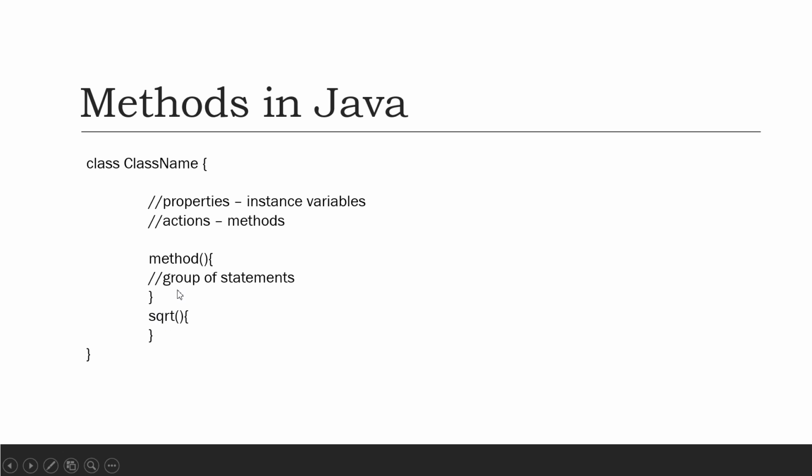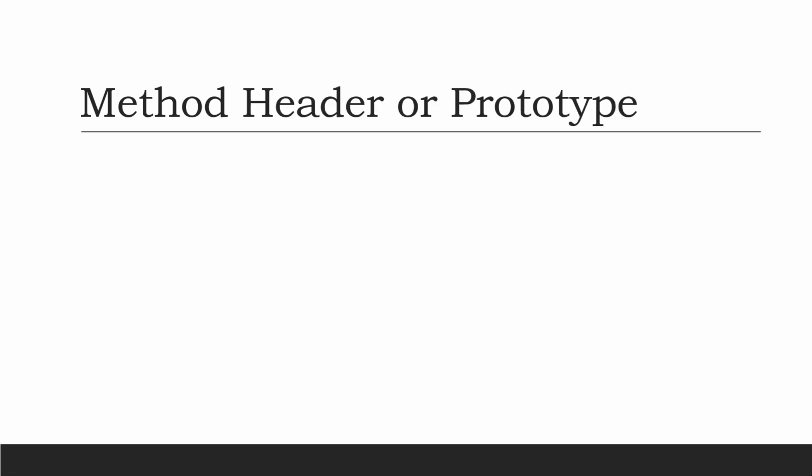Basically, a method has two parts. The first part is the method header or method prototype, and the second part is the method body. So let's understand what the method header or prototype is. It contains the method name, method parameters, and method return type. A method prototype is written something like this: some return type, then the name, and then some parameters.